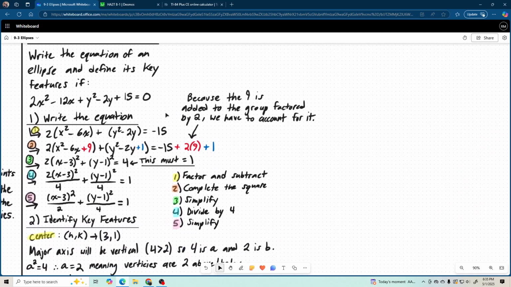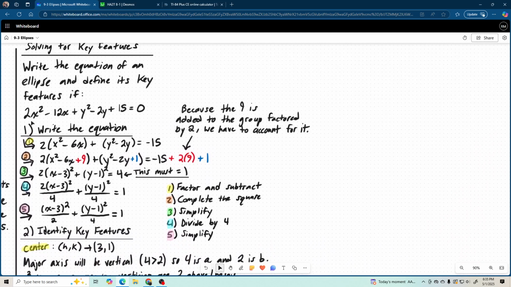So, all right, let's start off with the equation. We have 2x squared minus 12x, and then we also have y squared minus 2y, and then plus 15. The first thing we're going to do is get this 15 out of here. So we're going to subtract 15 from both sides. You'll notice that's what we do. And then we're also going to group together our x values and our y values.